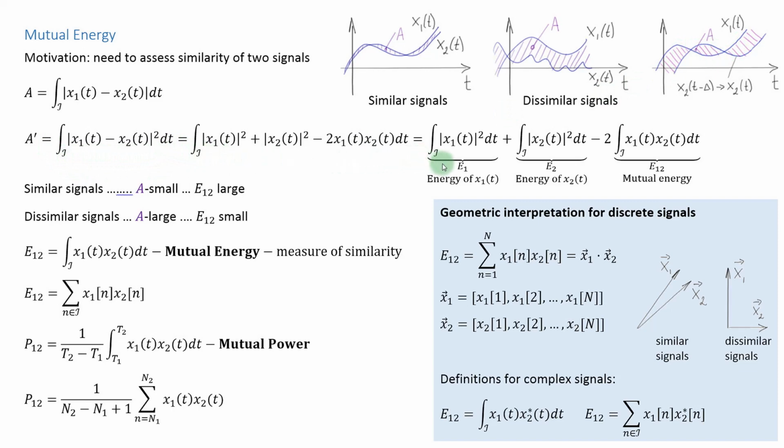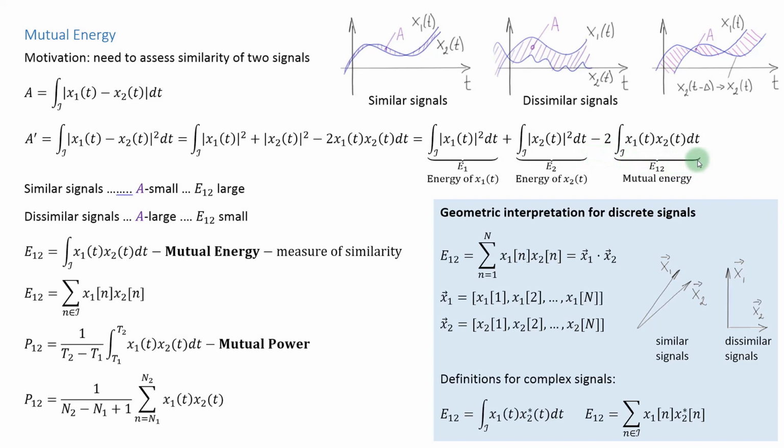But does the energy of the signal x1 change? No, we did not change the signal x1. Does the energy of signal x2 change? No, we just shifted the signal. It has the same energy. So the only thing that changes in this case is actually the mutual energy.